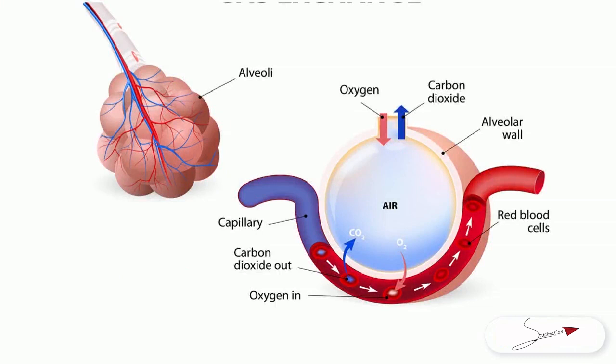The very thin walls and large surface area of the alveoli and numerous capillaries surrounding them enable gases to be exchanged quickly and efficiently. Oxygen in the inhaled air diffuses from the alveoli to the blood in the capillaries. The blood then carries the oxygen to the cells in the other parts of the body. The waste product of respiration, carbon dioxide, diffuses from the blood to the lungs through the capillaries surrounding the alveoli. It leaves the body through the bronchi and trachea when you exhale, breathe out.